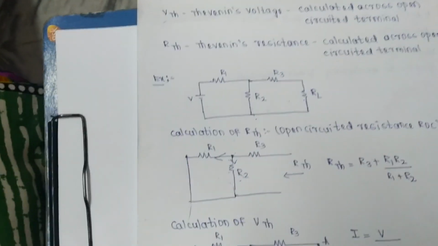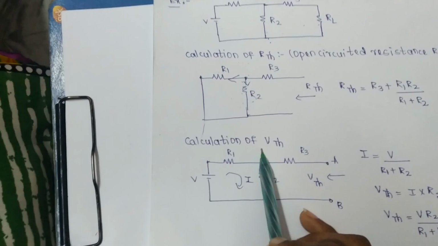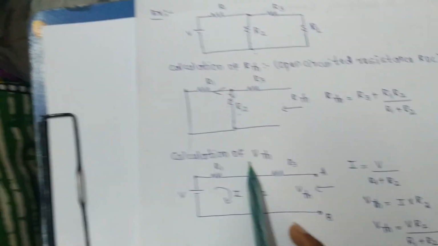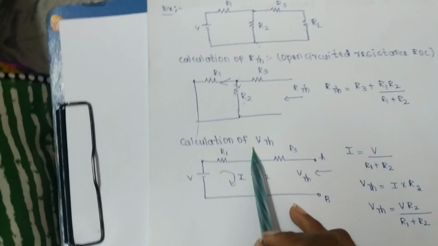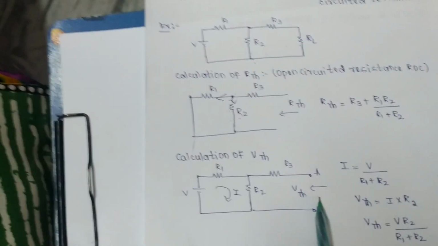I hope you have understood this Thevenin's resistance. Now we need to calculate the Thevenin's voltage. Remember one more point: the Thevenin's voltage is also the open circuited voltage. That's the reason here also we have removed the load resistance RL.